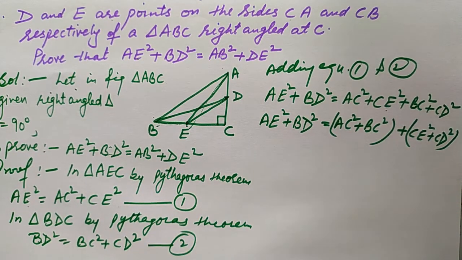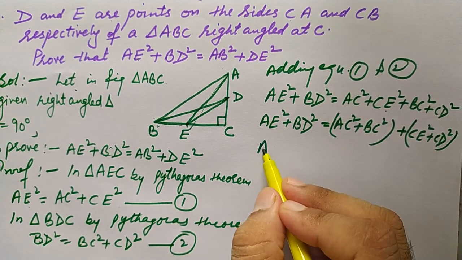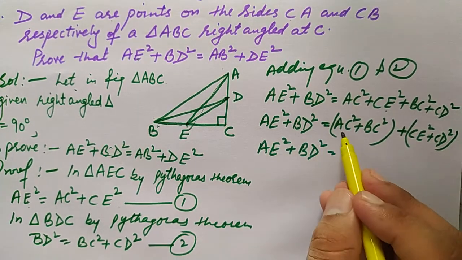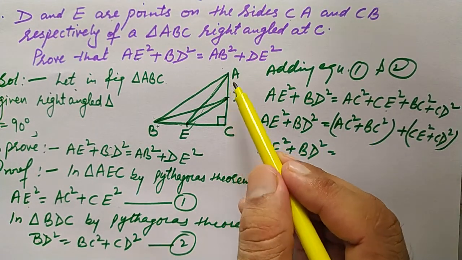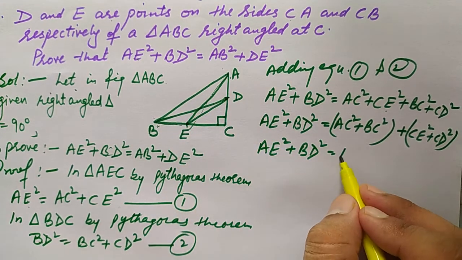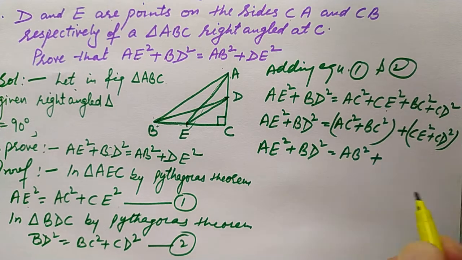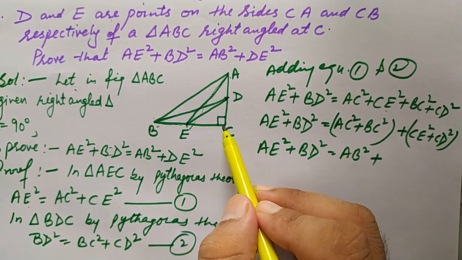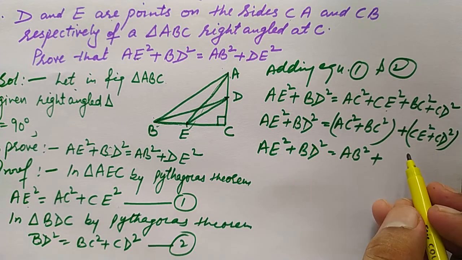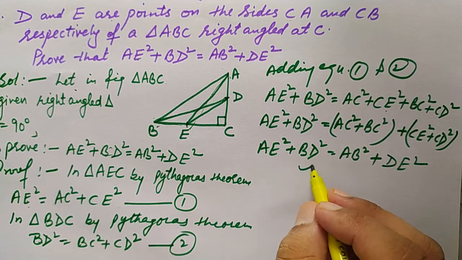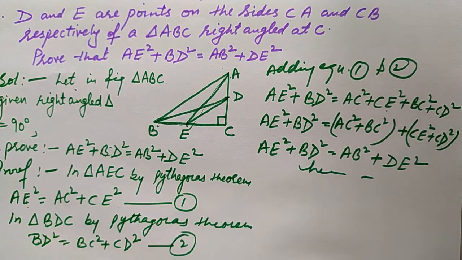So you can write here AE square plus BD square is equal to AC square plus BC square, which is AB square by Pythagoras theorem, and CE square plus CD square, which is DE square. So this is what we need to prove. Hence proved. So this way we will solve this question.